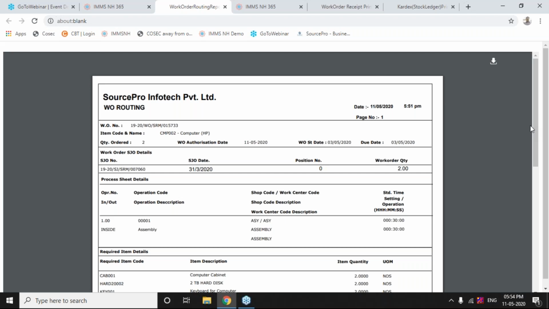We have also seen the glimpse of the cardex. We have seen the glimpse of the work order detailed receipt print, wherein what costs are captured, that information is available, and work order routing that we have seen.